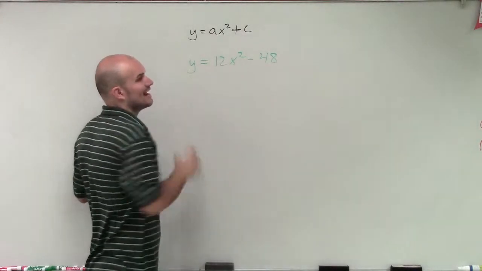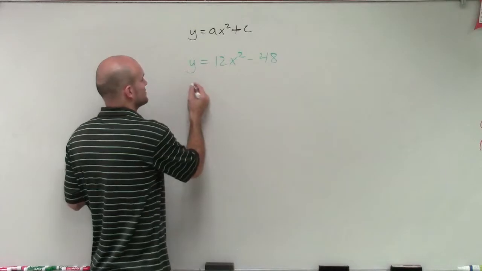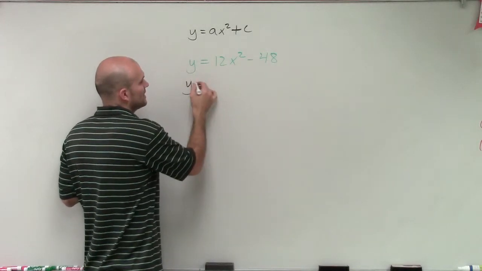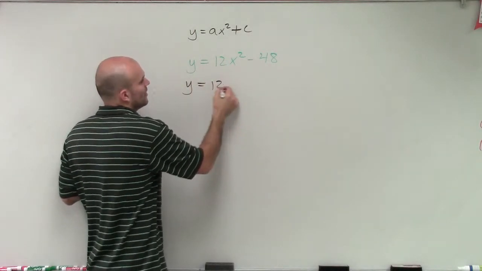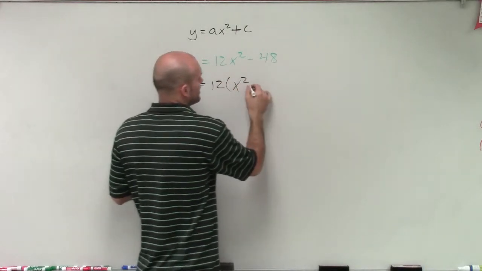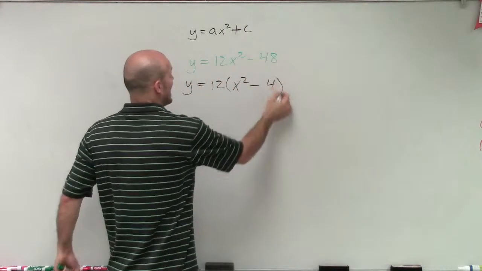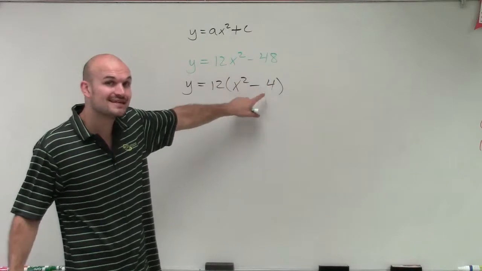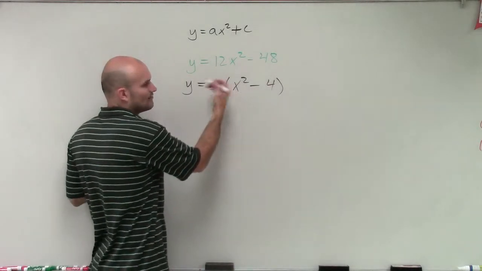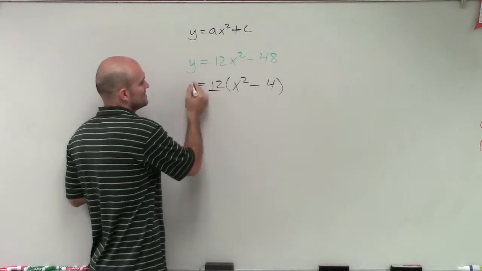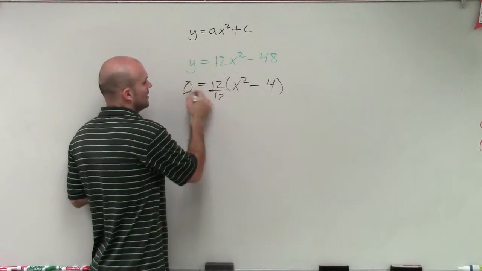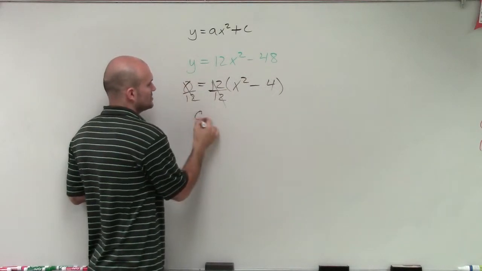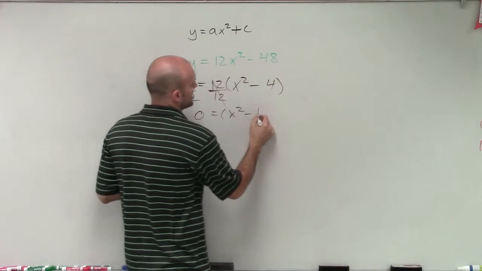However, I do notice that I have a common factor that I can factor out. So let's go ahead and do that. If I factor out the common factor, which would be 12, I'm left with x squared minus 4. Now I notice that this is a difference of two squares, and the 12 is not going to matter. So since we're solving, let's set this equal to 0. I can divide out that 12. So 0 equals x squared minus 4.